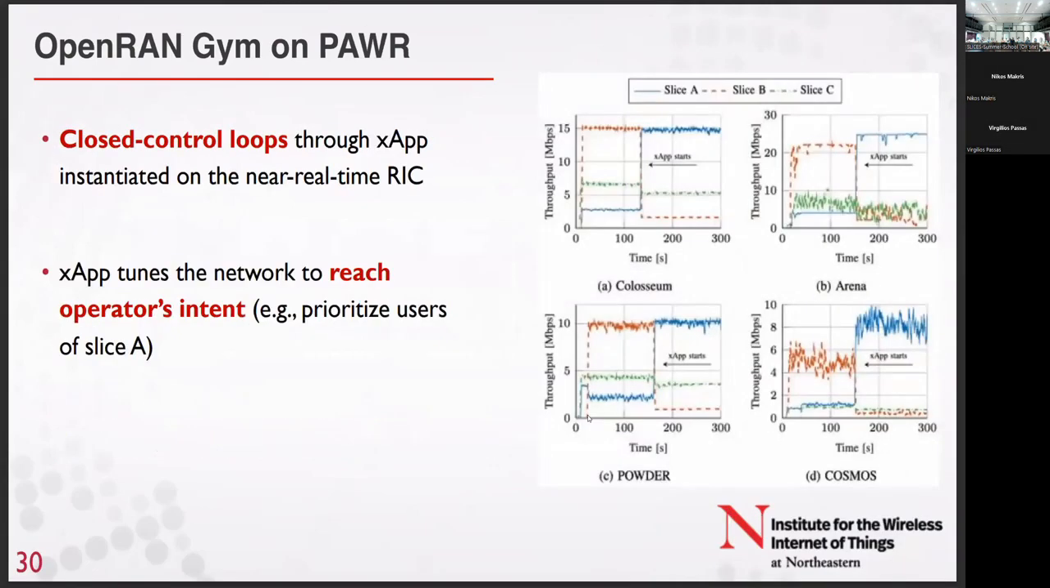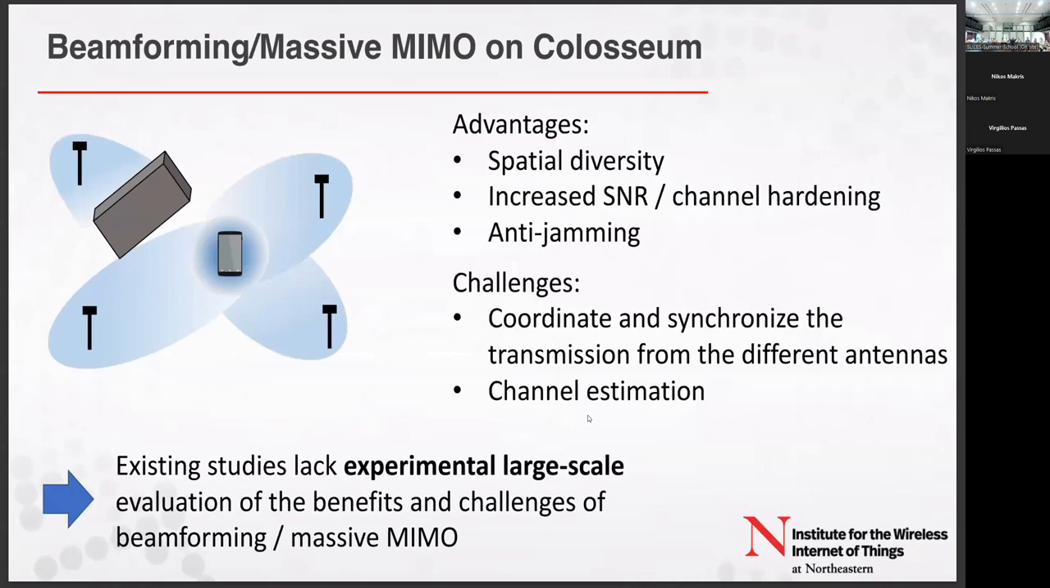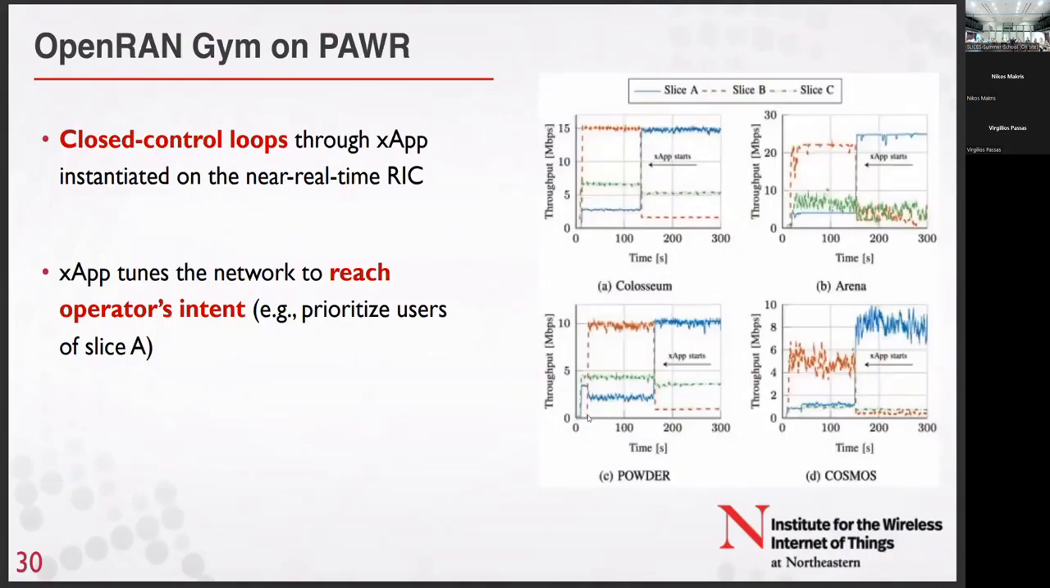A couple more examples here. Just going to do a quick time check. Okay, these are more different XApp environments. Same Colosseum, Arena, Powder, Cosmos. The idea being developed in one place, deployed in multiple places, and you're able to do a nice comparative result comparison for this work.